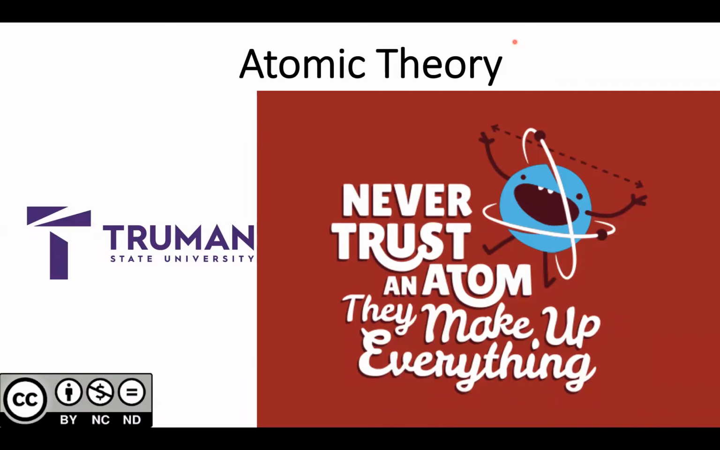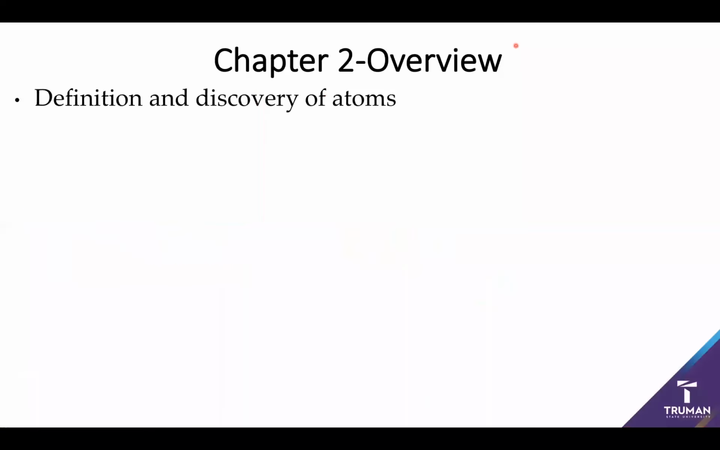So really what we're going to be doing this chapter is looking into what makes an atom and how they work. We're going to go ahead and start by taking a historic view of how atoms were discovered and what the key properties are that define them.